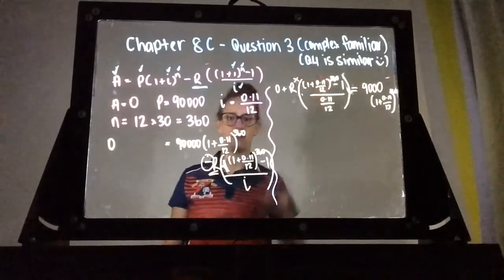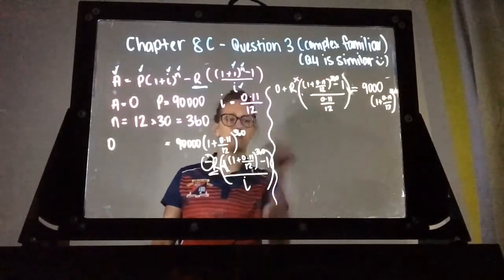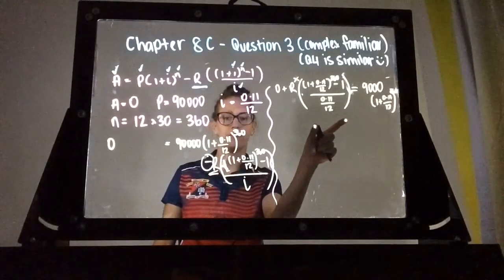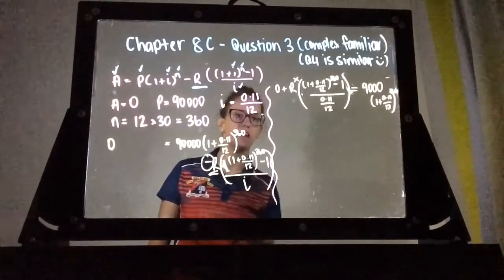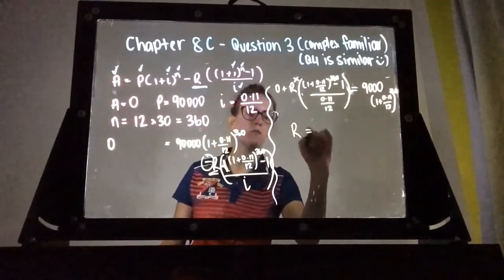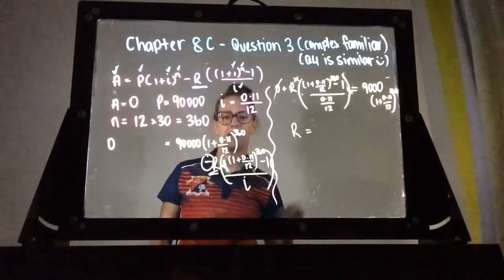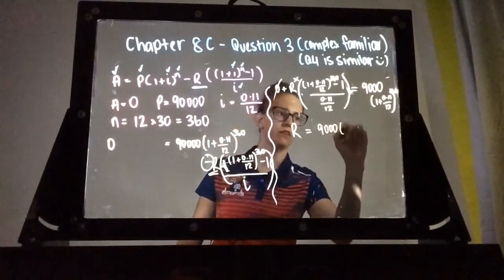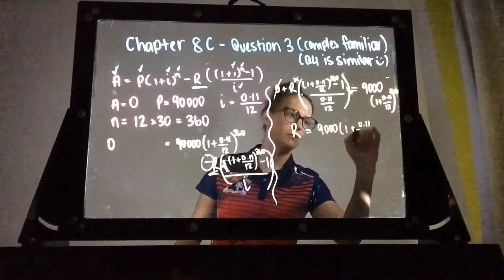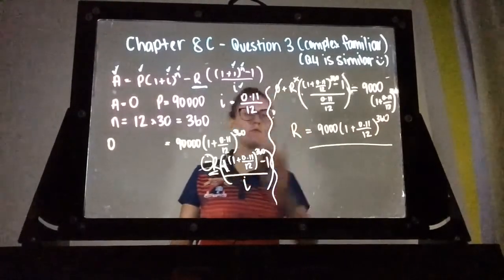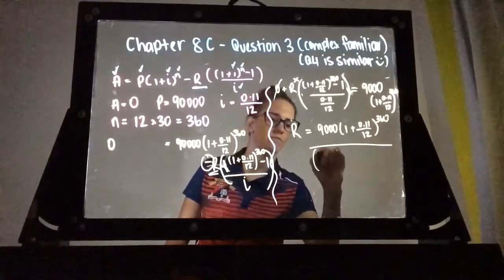This is a multiply sign. R multiplied by what's in that bracket. That whole bracket is equal to a value. So in order to move it to the other side, I'm going to divide. So now I'm going to have R equals, I'm disregarding that 0 now because it's not doing anything to my equation, 9,000, 1 plus 0.11 over 12 to 360, divide by what was on my left hand side.